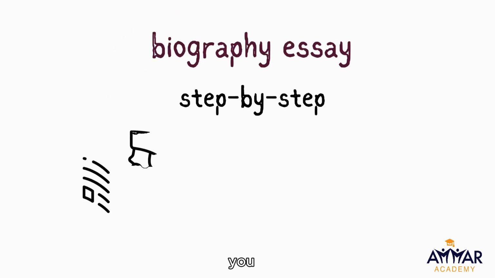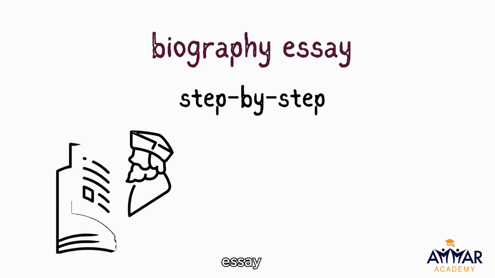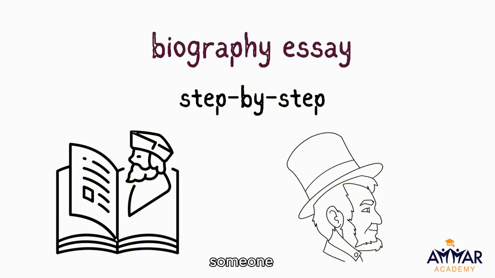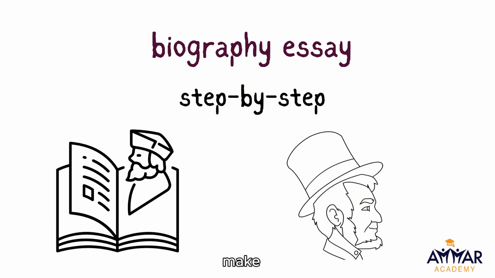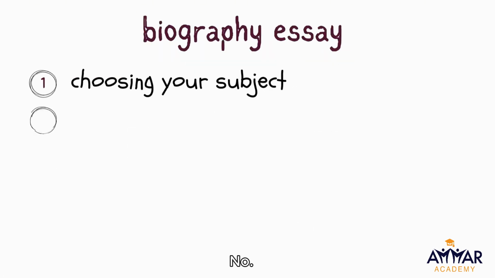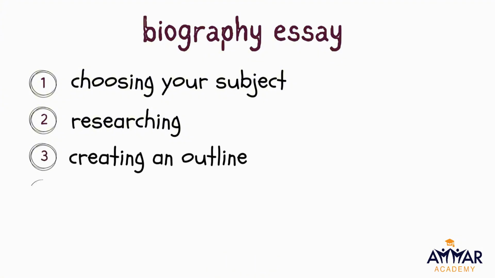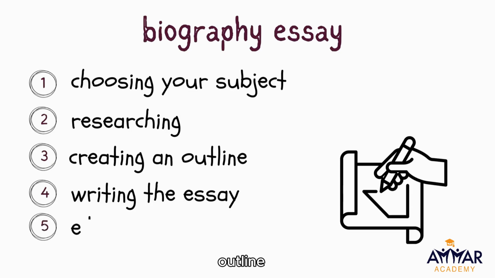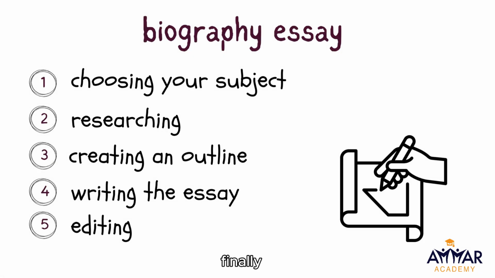Today I'm going to teach you how to write a great biography essay step by step. Whether you're writing about a famous person or someone important to you, I'm here to make this simple and clear. We have 5 steps to write your biography. Number 1, choosing your subject. 2, researching. 3, creating an outline. 4, writing the essay. And finally, editing. Let's go through each step and see an example of how to do it.